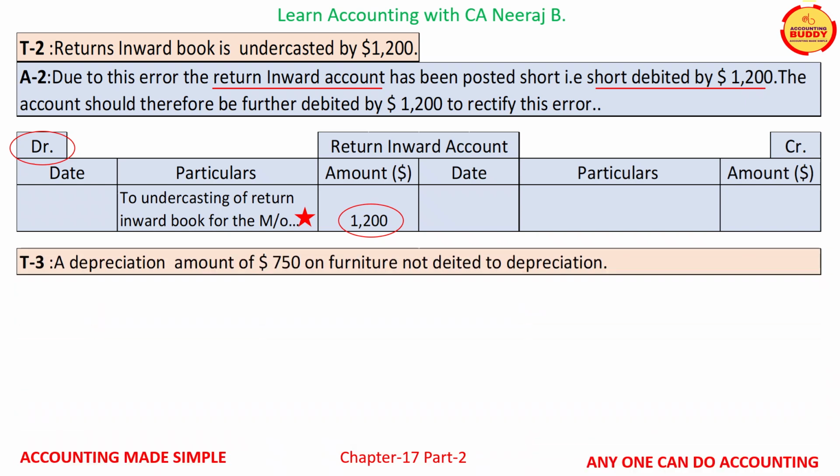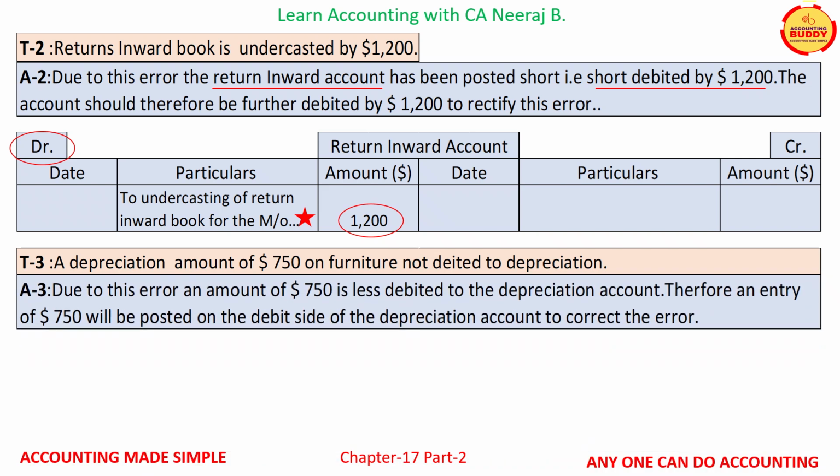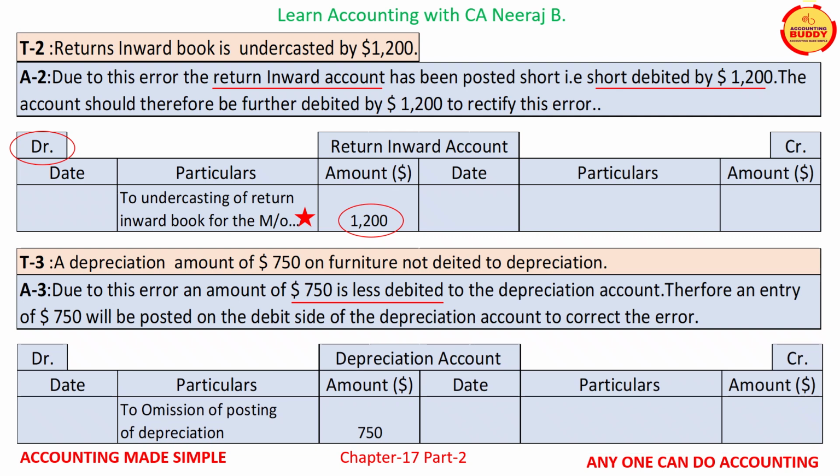Error number T3 is a depreciation amount of $750 on furniture not debited in the depreciation account. Due to this error, an amount of $750 is less debited to the depreciation account. Therefore, an entry of $750 will be posted on the debit side of the depreciation account to correct this error. The rectification will be recorded in the depreciation account as displayed on your screens. An amount of $750 will be recorded on the debit side of the depreciation account by writing the words "to omission of posting of depreciation".